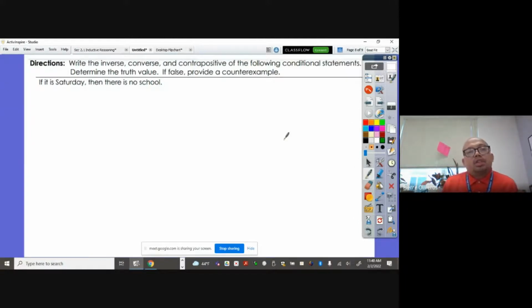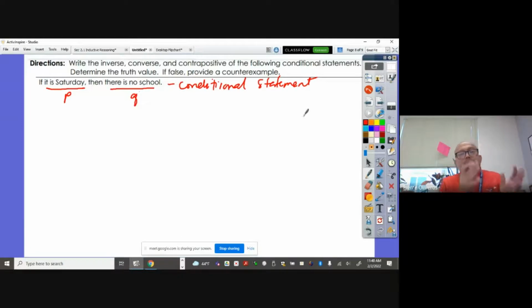Write the inverse, converse, and contrapositive of the following conditional statement. Determine the truth value, and if false, provide a counterexample. This is my conditional statement: if it's Saturday, this is my P, then there's no school. That's my Q. P is the hypothesis, Q is my conclusion.